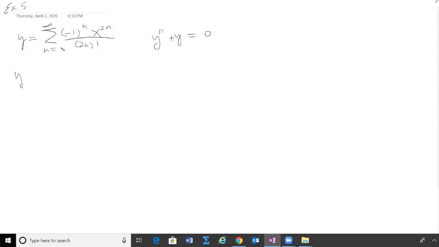Now there's two ways you can do this. You can leave it in closed form and differentiate this term in general. You've got to be careful with your indexes when you do that. So in other words, I'll show you what I mean. If we take y prime, we're going to have this. We need a 2n and an x to the 2n minus 1. Down here we have a 2n factorial.